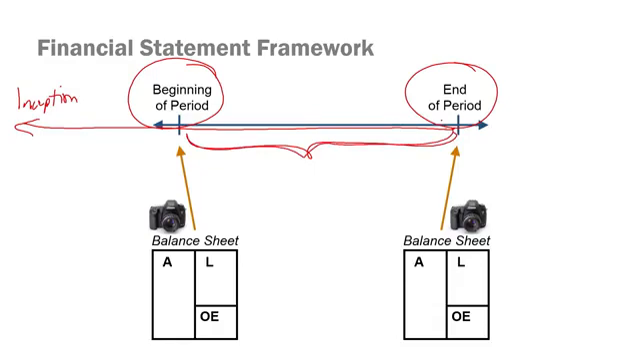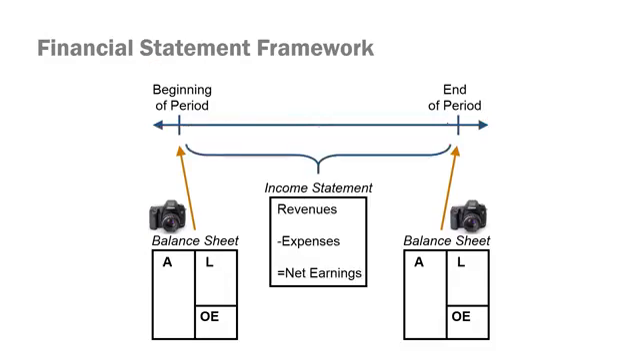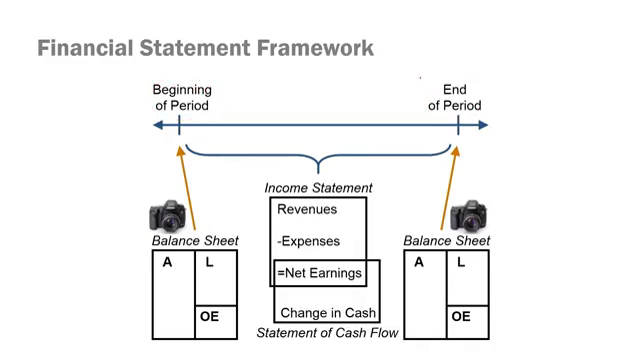Wouldn't it be terrific if we had something that would tell us how this financial position had changed from the beginning of the period to the end of the period, or would help us understand that change? Well, luckily we do. We have two statements that help us understand how we get from the beginning of the period to the end of the period. The first one is the income statement. We'll talk about the income statement in a moment. The second statement is the statement of cash flow.